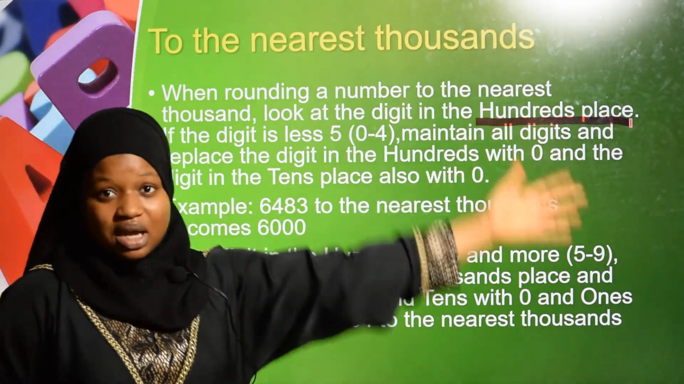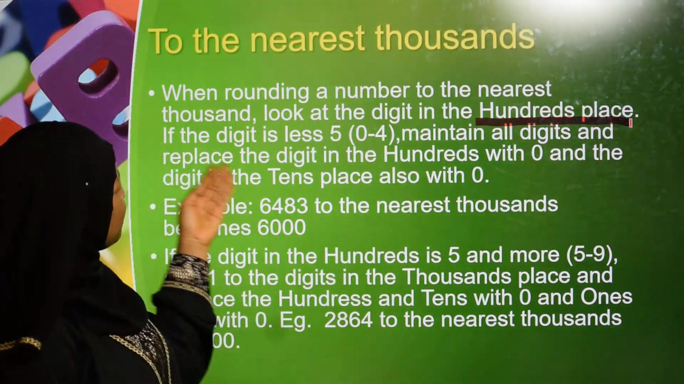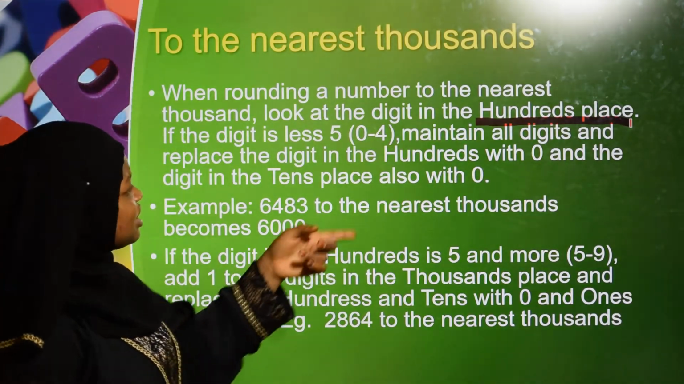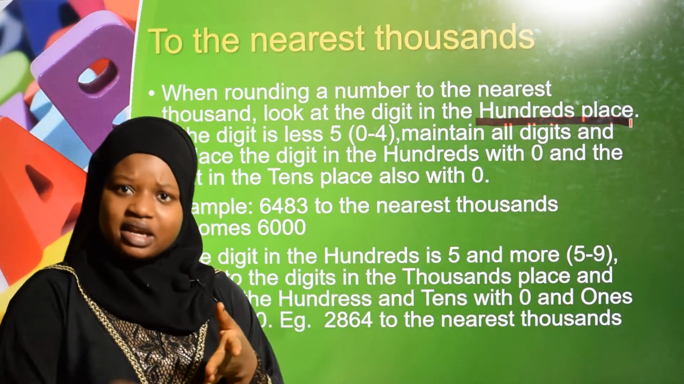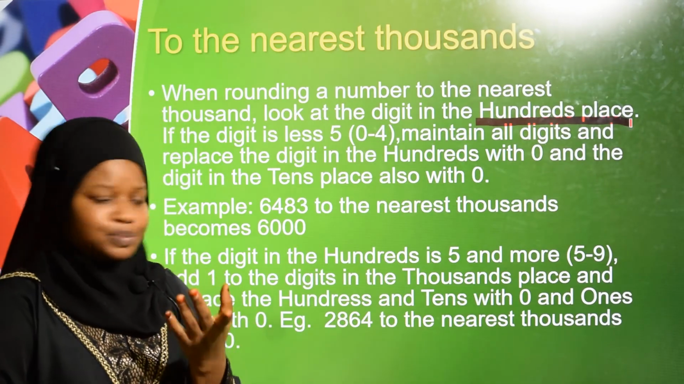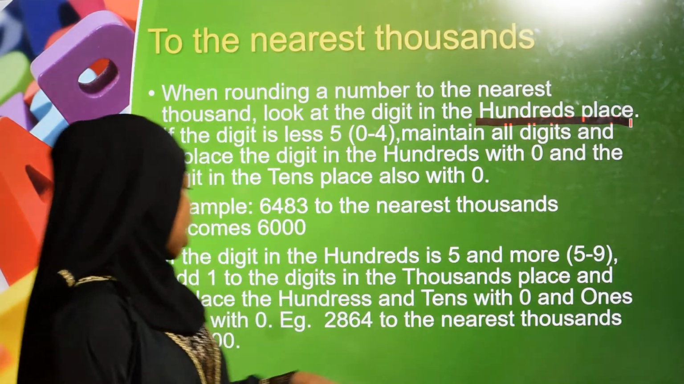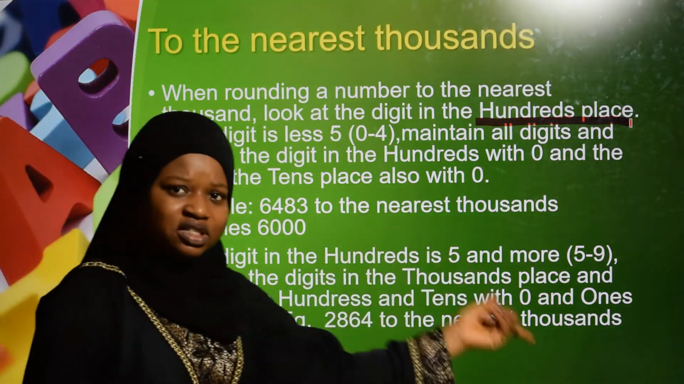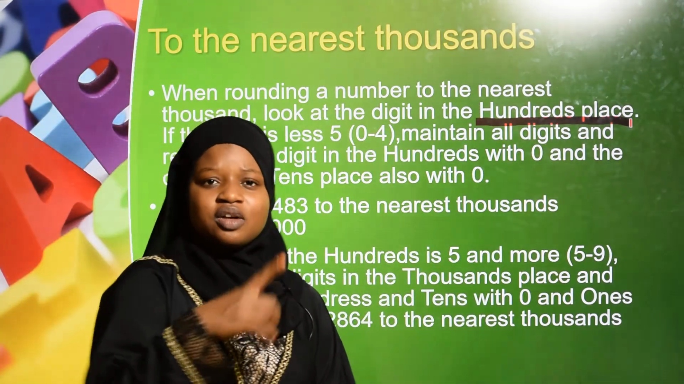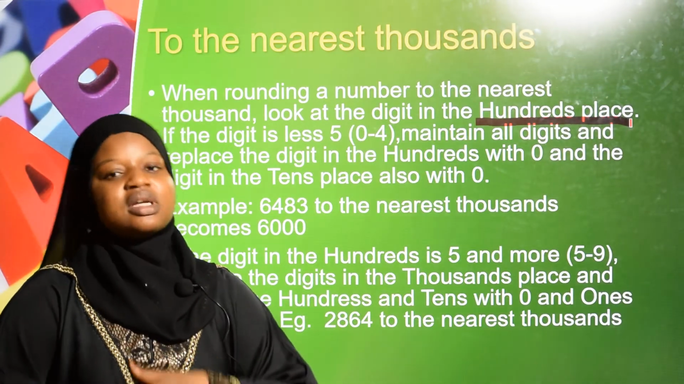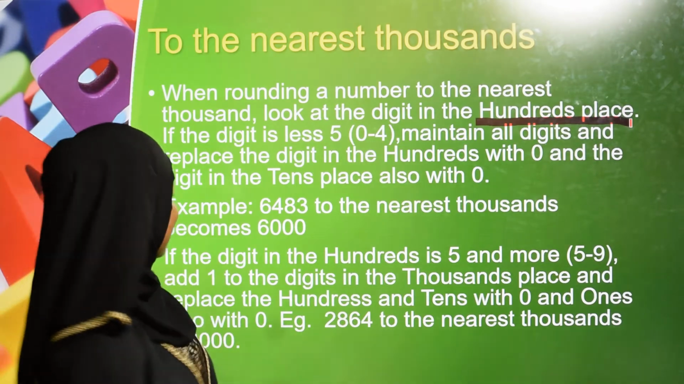So if the digit is less than 5, you maintain all digits and you change the digits in the hundreds, tens, and then the ones with 0. But then if it is more than 5, meaning 5 to 9, you add 1 to the digit in the thousands place, and then you change the digits in the hundreds, tens, and then ones with 0. So now let's look at this example.